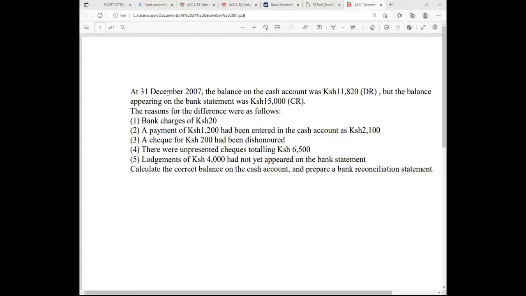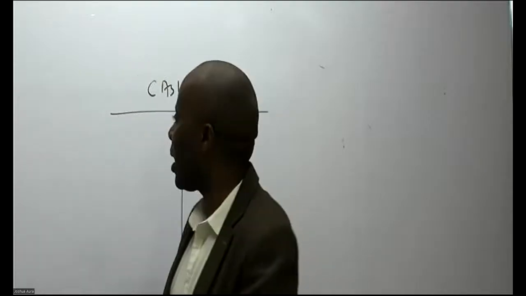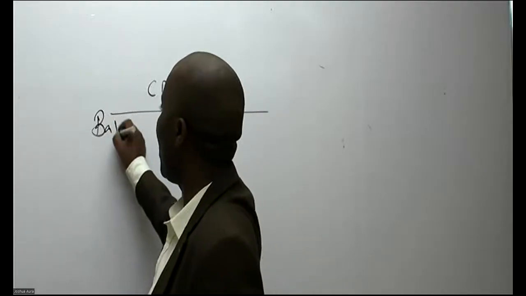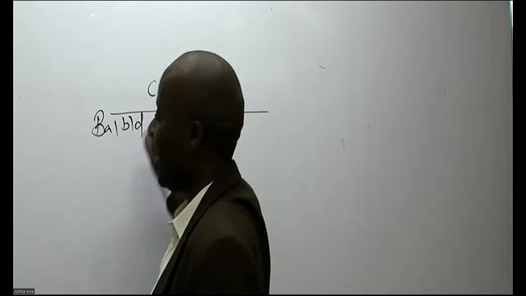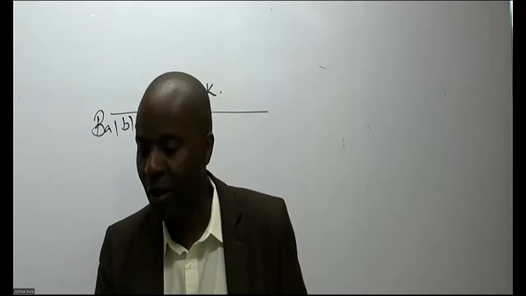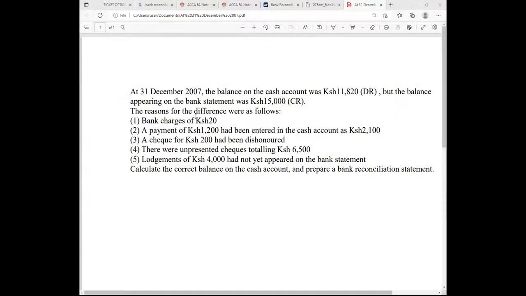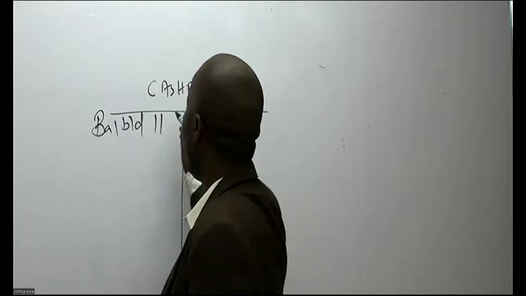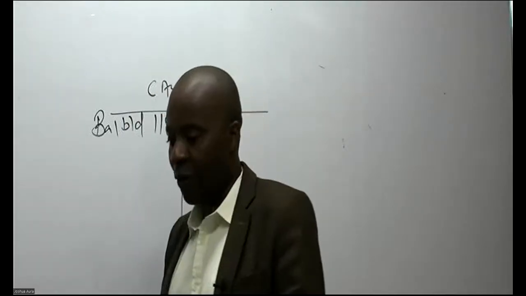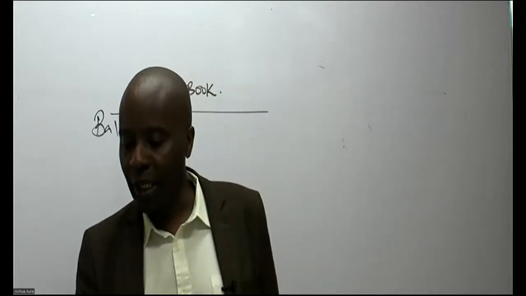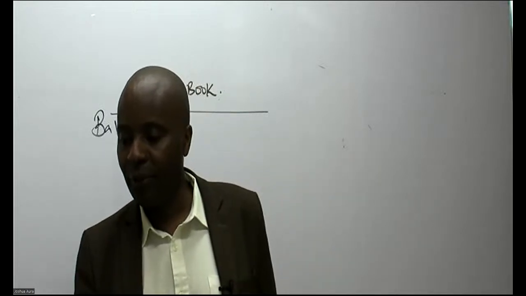So, as of 31st December 07, the balance on the cash account, the same as the cash book, was 11,820. This is debit. So we have here balance brought down, I've forgotten the figure now. As age is catching up, you forget very fast. 11,820. Great.